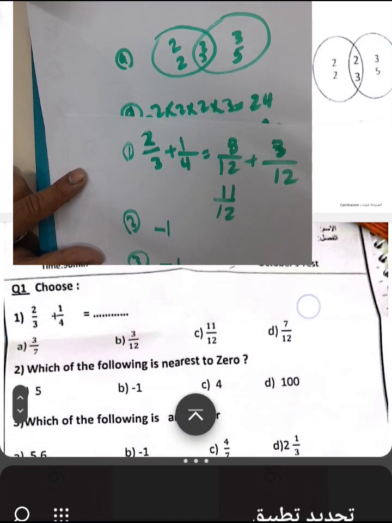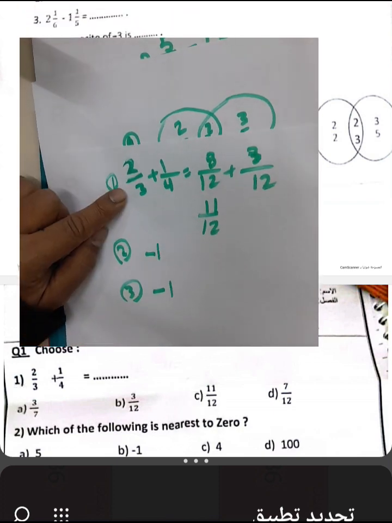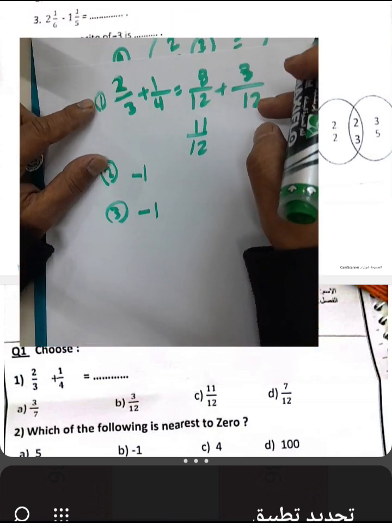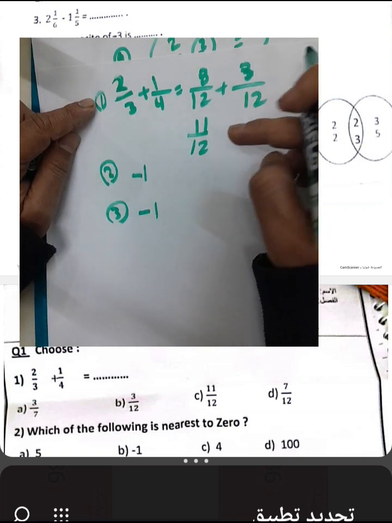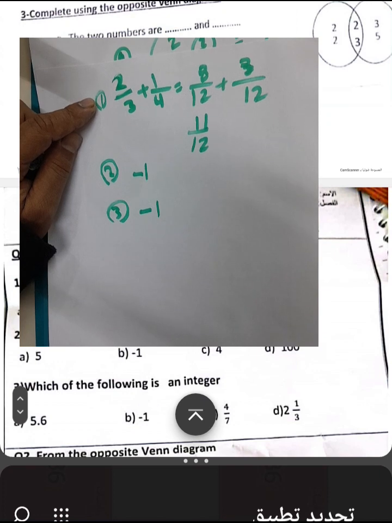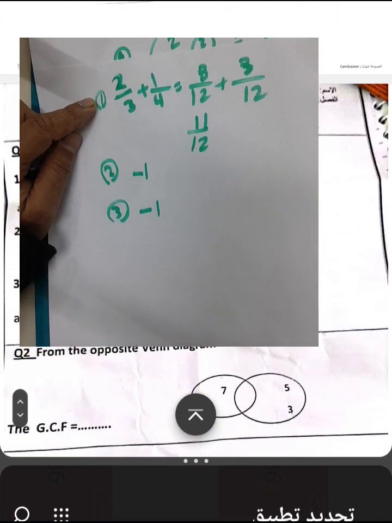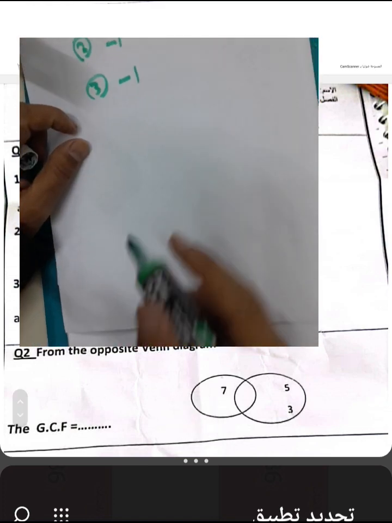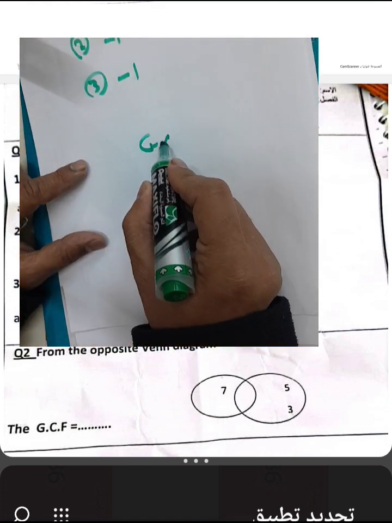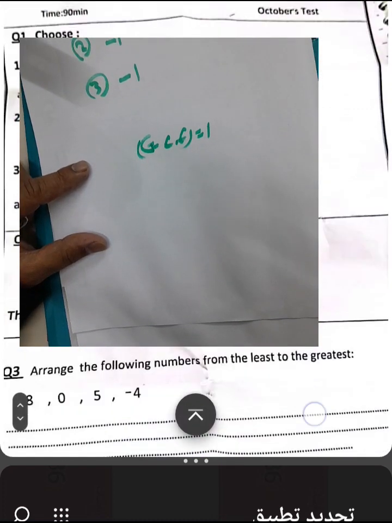Again, fractions here, 11 over 12, and the next one negative 1, and the next one negative 1. From the Venn diagram, find the greatest common factor. We can find the greatest common factor between them, it will be 1. This part is empty.